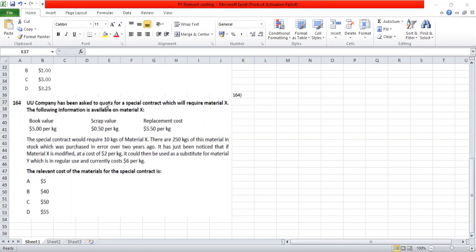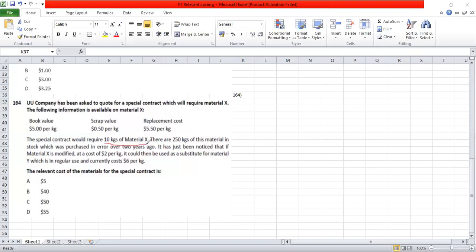We see the book value is 5, scrap value is 0.5, replacement cost is 5.50. There are three different types of costs which are mentioned. After that, the special contract would require 10 kgs of material. So the decision is related to 10 kgs of material X.